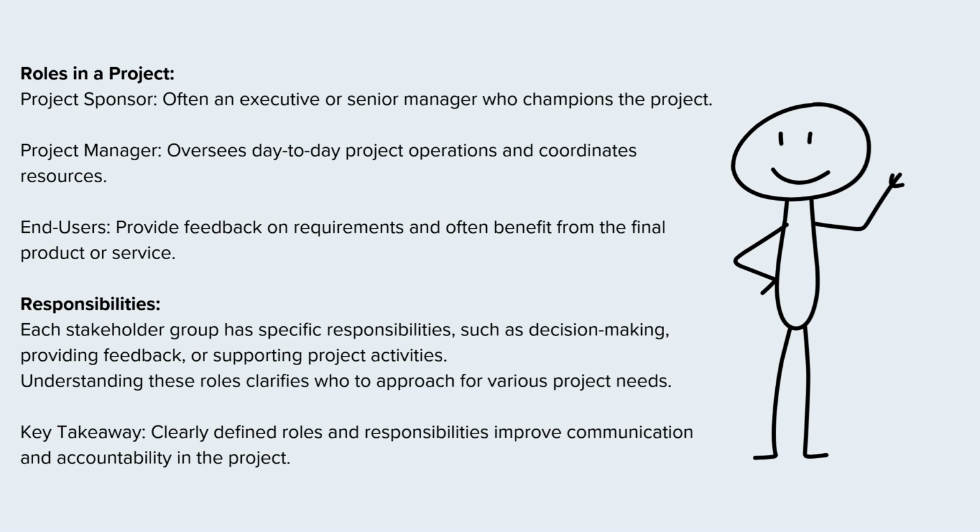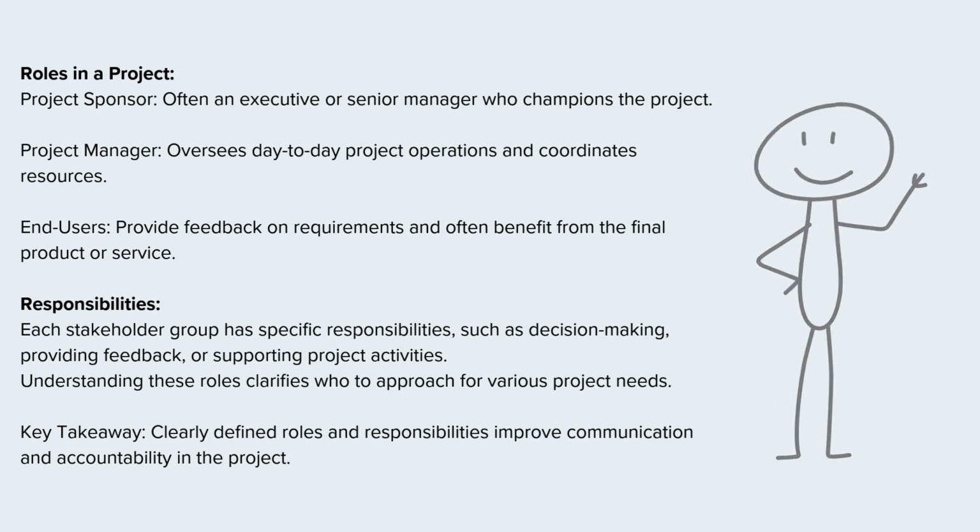So in our example, we had a couple of resources or roles on a project. We had the project sponsor, the project manager, the business analyst, and the end users in the form of a marketing department. Each stakeholder group has specific responsibilities such as decision making, providing feedback, or supporting project activities. Understanding these roles clarifies who to approach for various project needs. So at the end of the day, you really want clearly defined roles and responsibilities in order to improve communication and accountability on the project.